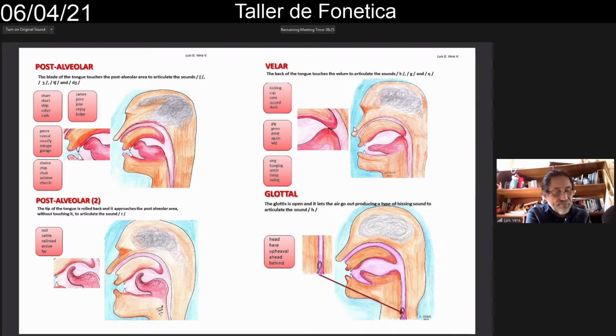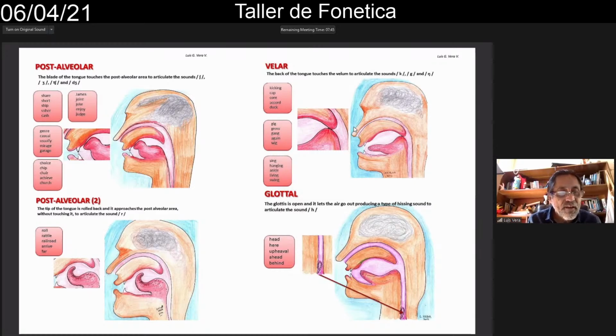Ahora vamos con el post-alveolar 2. Yeah. Post-alveolar 2. The tip of the tongue is rolled back and it approaches the post-alveolar area without touching it to articulate the sound r. Fíjense, se tira la lengua. Do you understand? For example, let's do it. Roll, rattle, railroad, arrive, far. Hay que tirar la lengua para atrás, ¿ya?